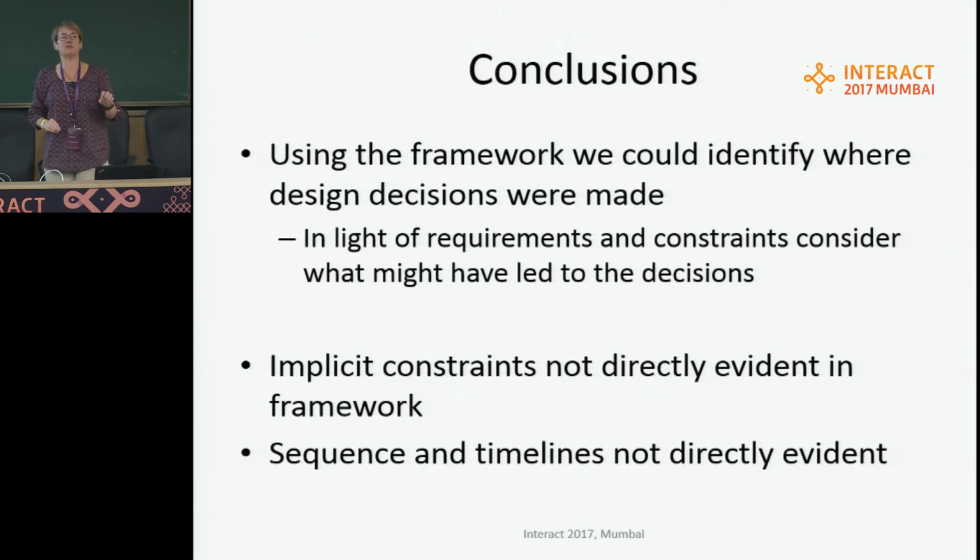But the implicit constraints are not evident anywhere in the framework, and that's a much harder thing to understand. So if you can't capture those in some way, you always run into the danger of seeing this strange disconnect, perhaps, between a process and then a decision coming out the other end, where there's a mismatch between that. The nice thing about the framework, however, is you can see that that decision was made.